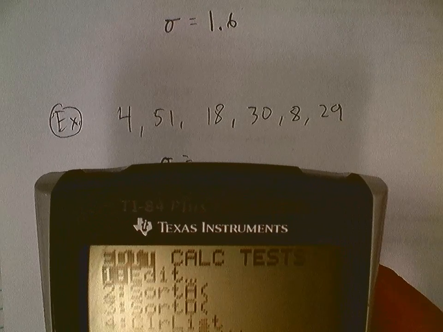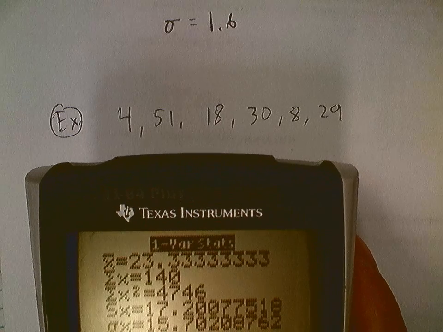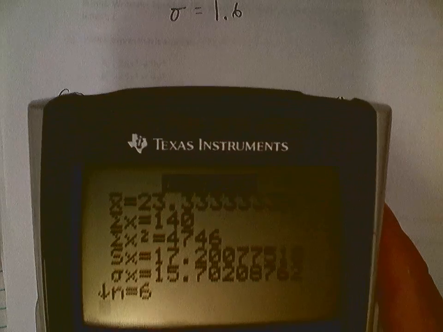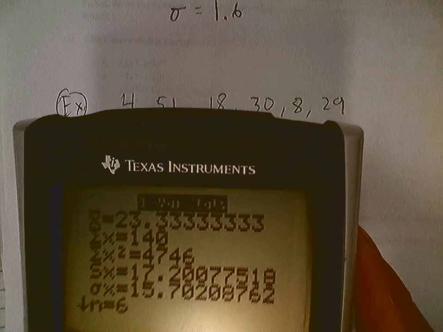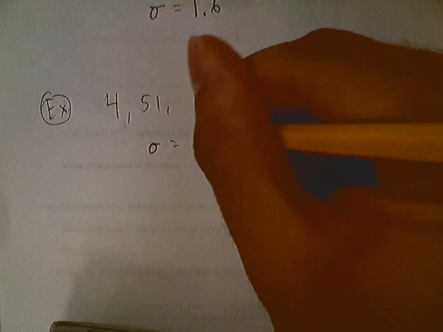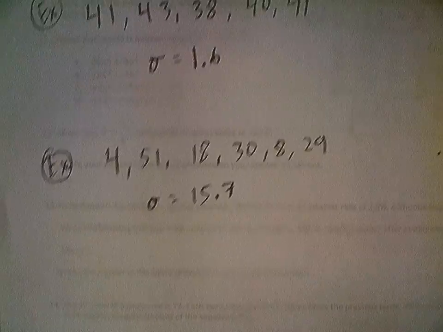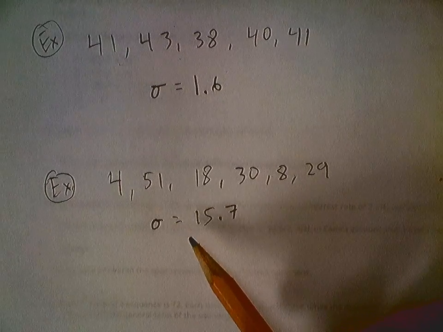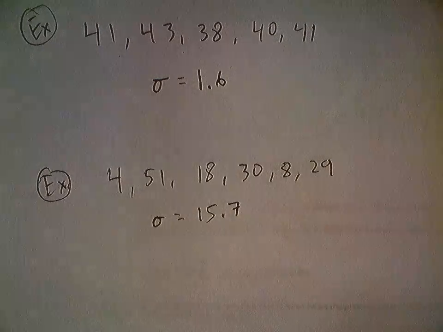Now I'm going to press Stat, Calculate, 1-Var Stats. And the standard deviation is 15.7. So as we should have suspected, this data set has a much higher standard deviation simply because these numbers are not close to each other. They're very far apart.